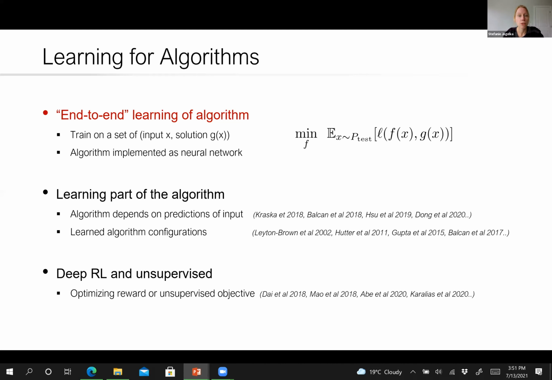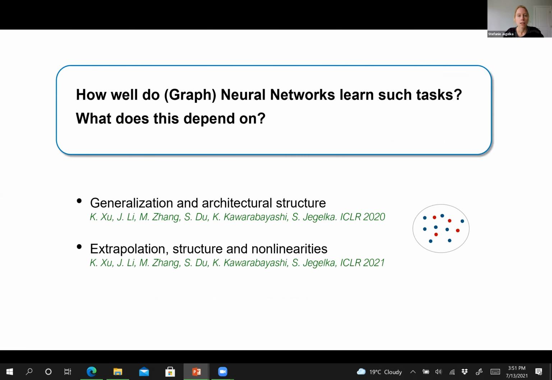What we are given for training is pairs of inputs and solutions that we want to learn. What I'm interested in this talk is how well do neural networks generally, and graph neural networks in particular, learn such algorithmic tasks? What are the things that it depends on, and can we try to understand and formalize them better? I look at this from two different perspectives or questions.